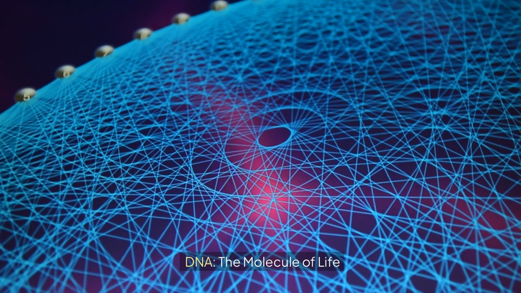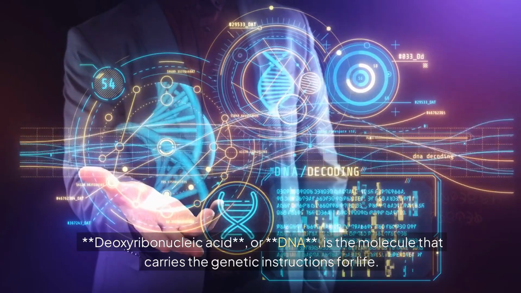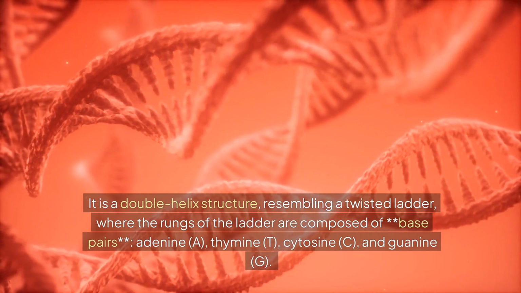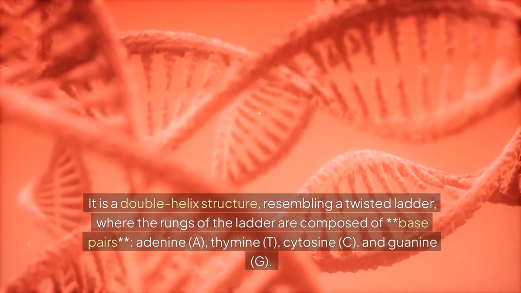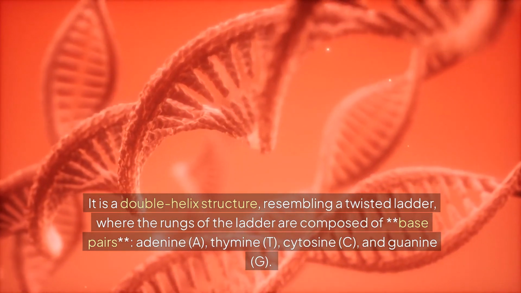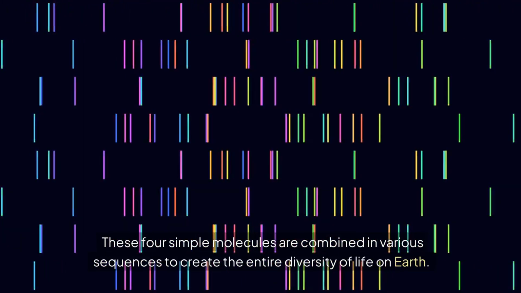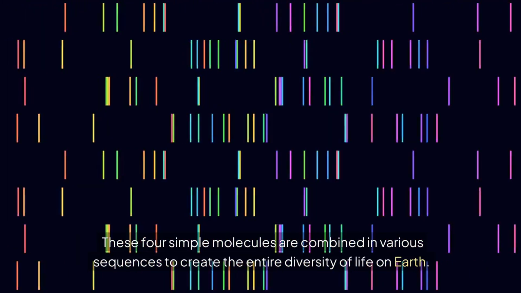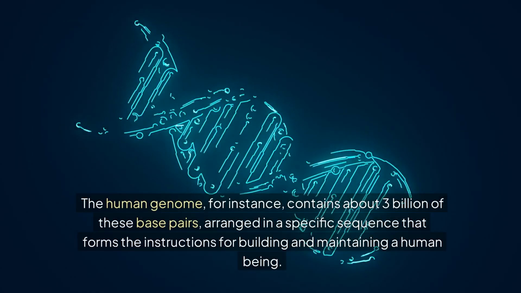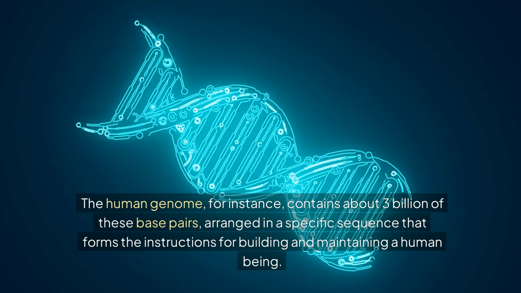DNA, the molecule of life. Deoxyribonucleic acid, or DNA, is the molecule that carries the genetic instructions for life. It is a double helix structure, resembling a twisted ladder, where the rungs of the ladder are composed of base pairs: adenine, A, thymine, T, cytosine, C, and guanine, G. These 4 simple molecules are combined in various sequences to create the entire diversity of life on Earth. The human genome, for instance, contains about 3 billion of these base pairs, arranged in a specific sequence that forms the instructions for building and maintaining a human being.